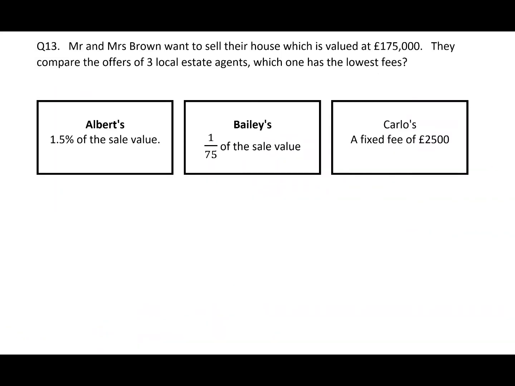Question 13. Mr. and Mrs. Brown want to sell their house, which is valued at £175,000. They compare the offer of 3 local estate agents. Which one has the lowest fees? So Albert's has 1.5% of the sale value as their fee. So it's 1.5% of the 175,000. So we just stick that in the calculator as it looks.